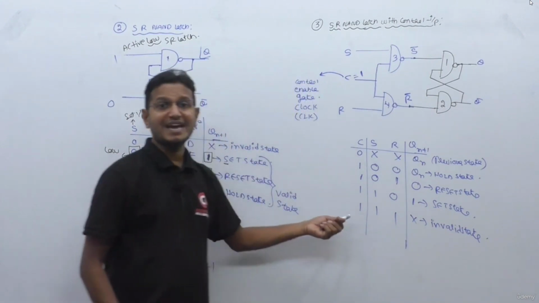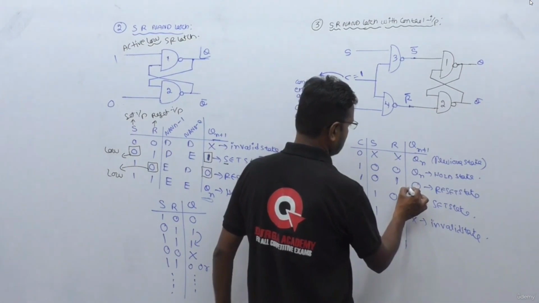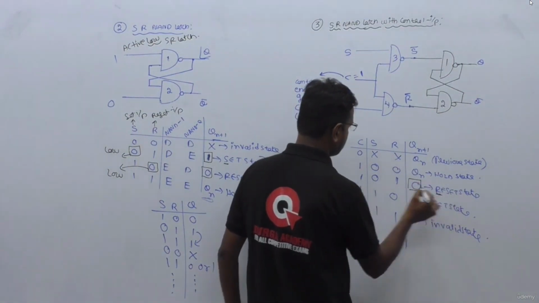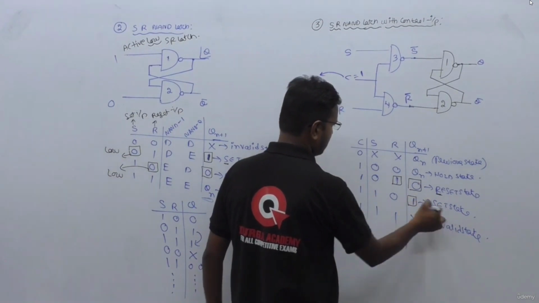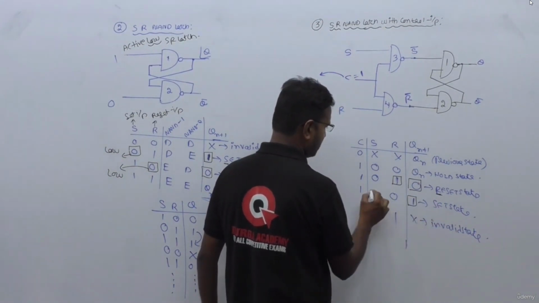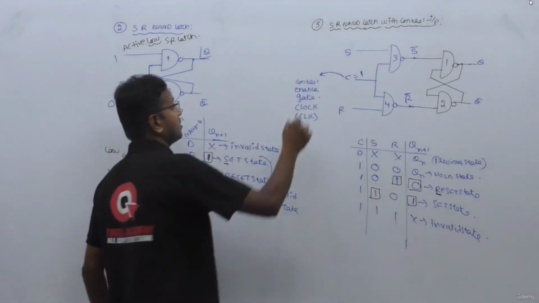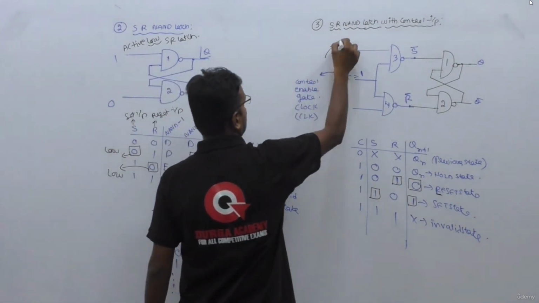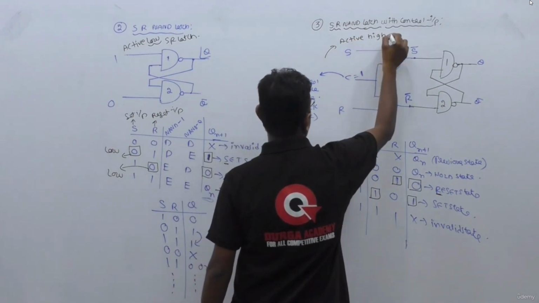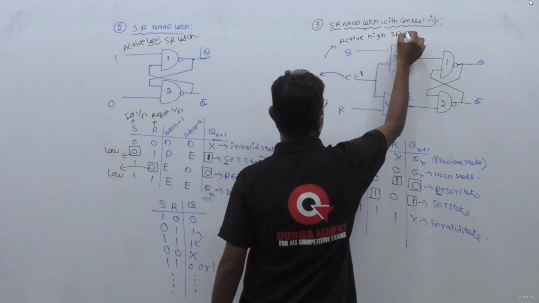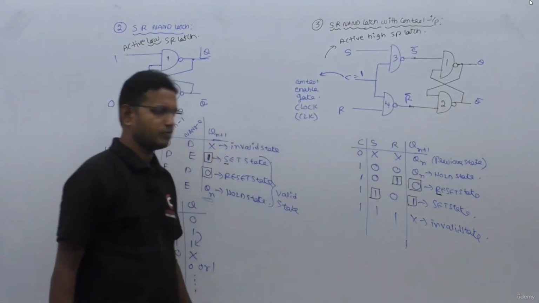Now, let us check whether it is an active high or active low latch. When it is reset, check the reset input. Reset is high. When the device enters into set state, the set input is high. So this circuit is an active high SR latch with control input. Of course, with a control input, no doubt.